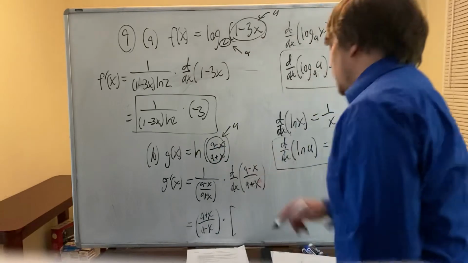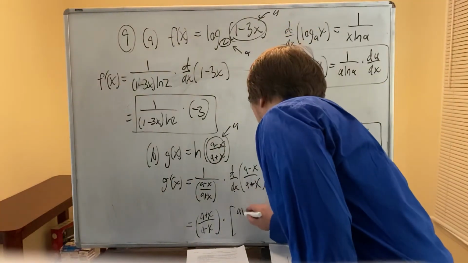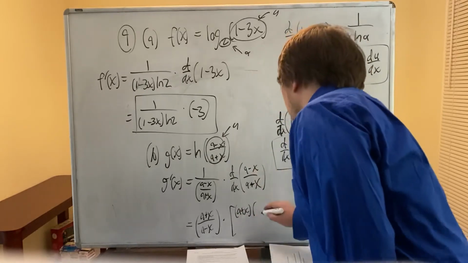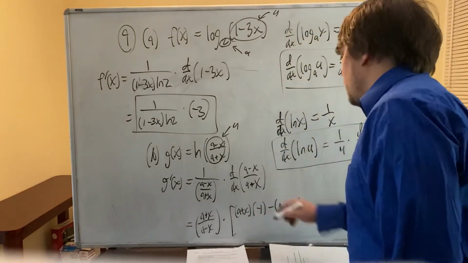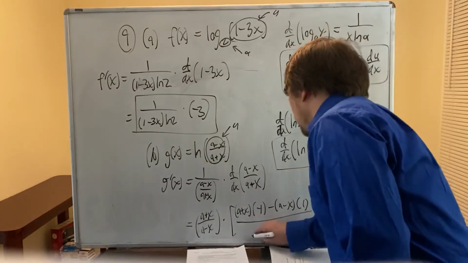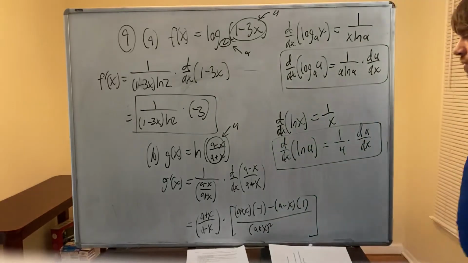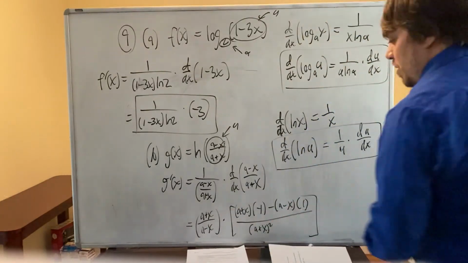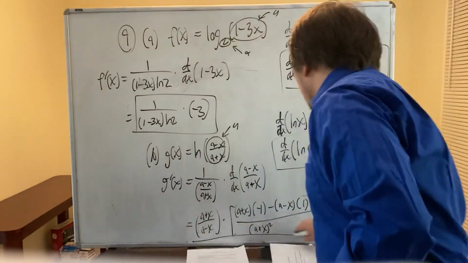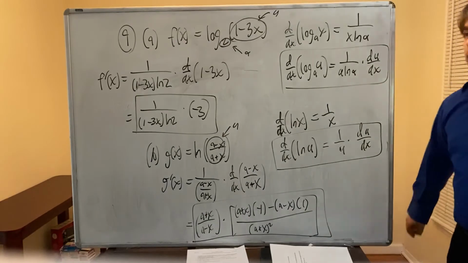Times now the derivative of that fraction, which is just the quotient rule. So it's the bottom function, a plus x, times the derivative of the top function, which is minus 1, minus the top function, a minus x, times the derivative of the bottom function, which is 1, over the bottom function, a plus x squared. And that's the derivative of a minus x over a plus x. So g prime of x is that fraction times that. And that's the answer. You don't have to simplify.